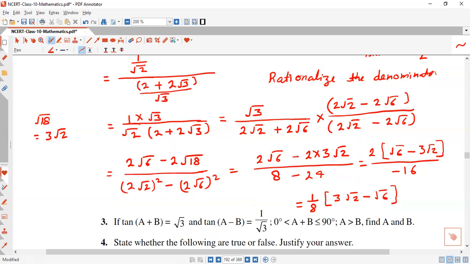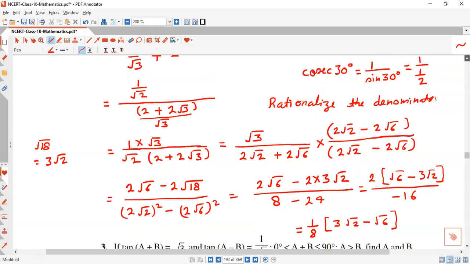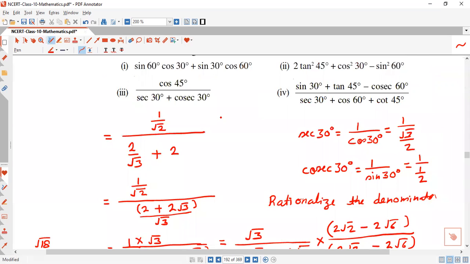So what is the need of rationalization? Because we don't want to put the radical sign in the denominator.